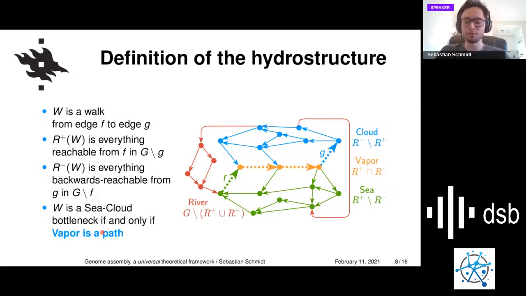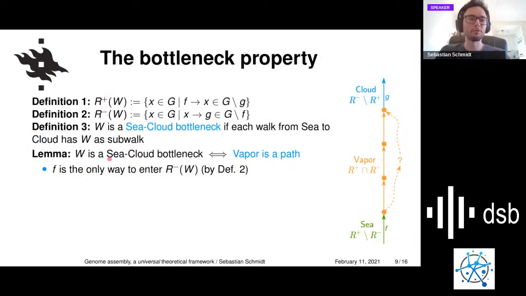And since this property is so central, let's also look at the proof idea of this property. So I brought here again the definition of R plus of W, the definition of R minus of W, and here a definition of the C-cloud bottleneck. So W is a C-cloud bottleneck if each walk from the C to cloud has W as a subwalk. And now we can look at our lemma. So the bottleneck property is that W is a C-cloud bottleneck if and only if the vapor is a path.